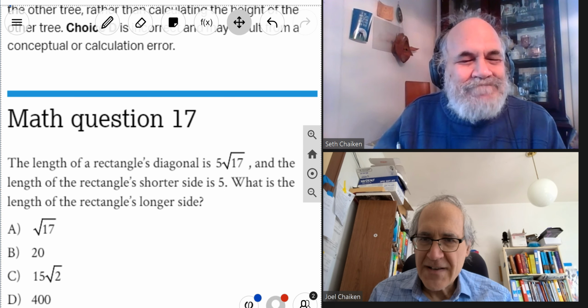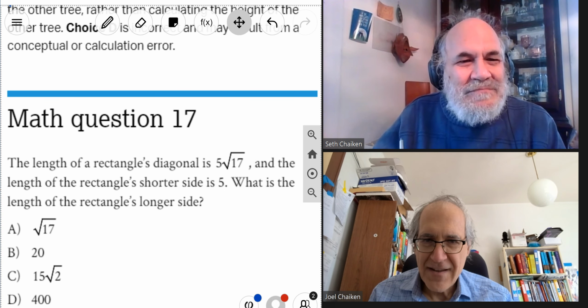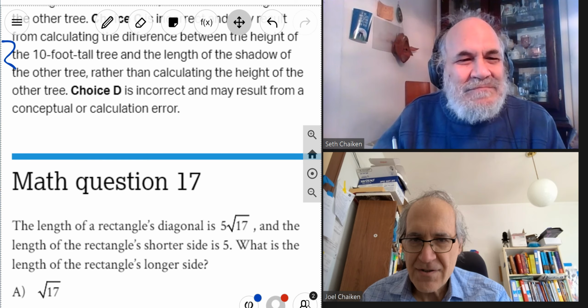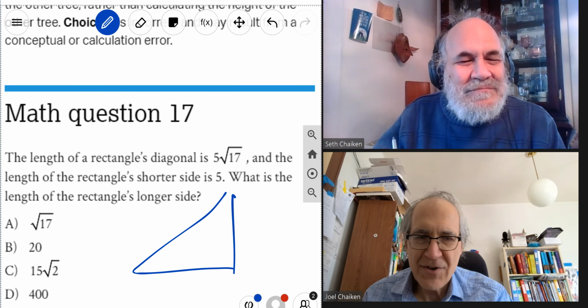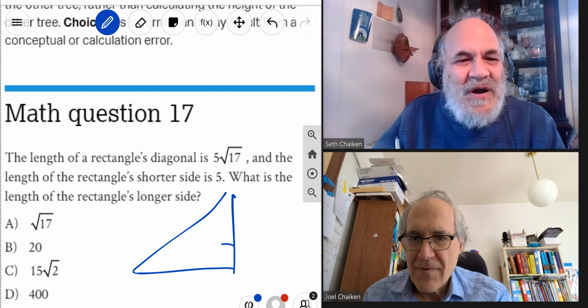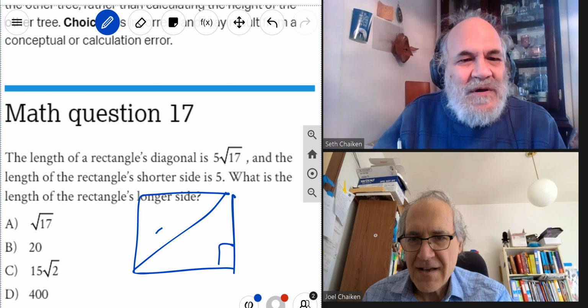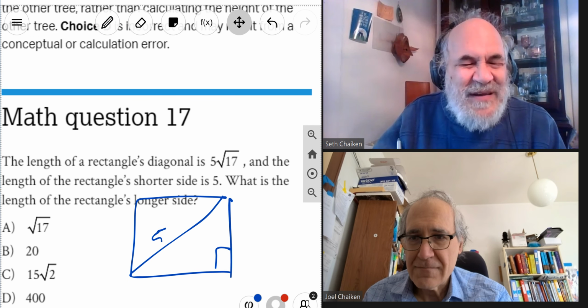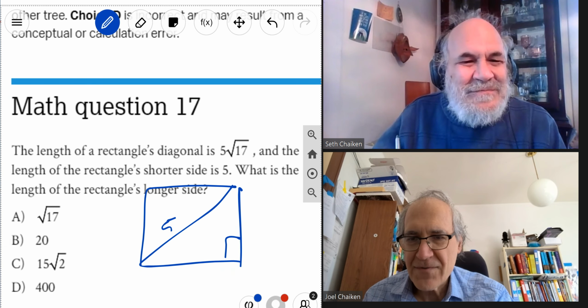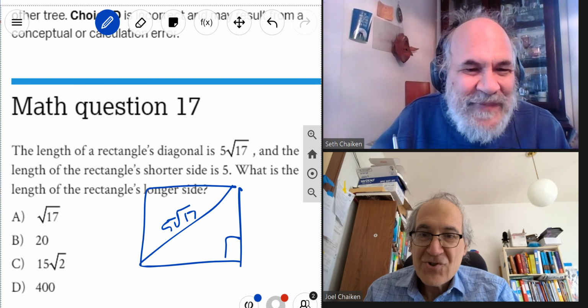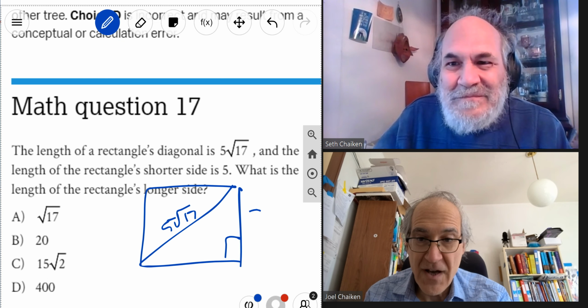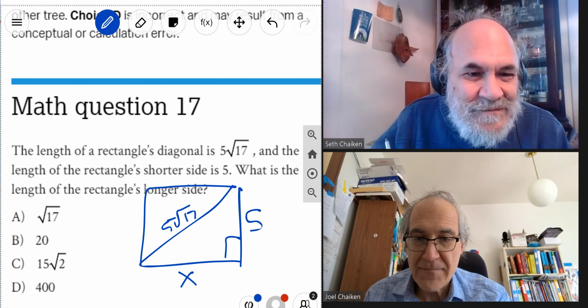The length of a rectangle's diagonal is that thing. Well, we could just draw. We could start drawing, right? Because it's a geometry problem. They don't give us the diagram. Well, it's a rectangle. The rectangle's diagonal is 5 square root of 17. So there's your rectangle. And the length of the rectangle's shorter side is 5. What is the rectangle's longer side?